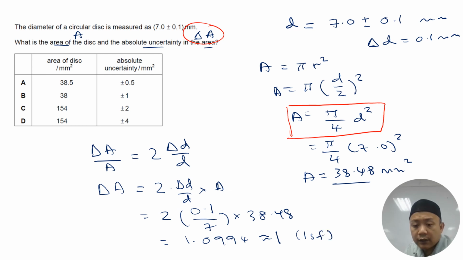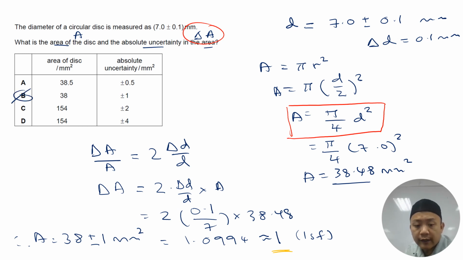So combining this value of delta A and your A, overall you get your answer: A will be equivalent to 38, because you just want to round it off to the nearest decimal place here, which is only one significant figure, plus minus 1 millimeter squared. So that's why the answer is B.